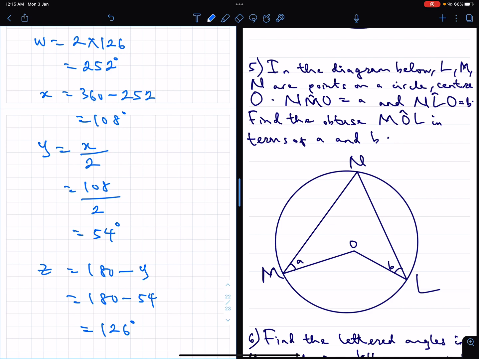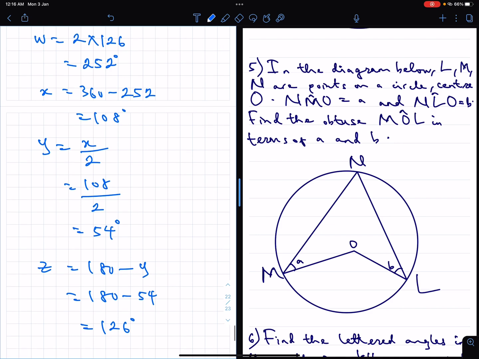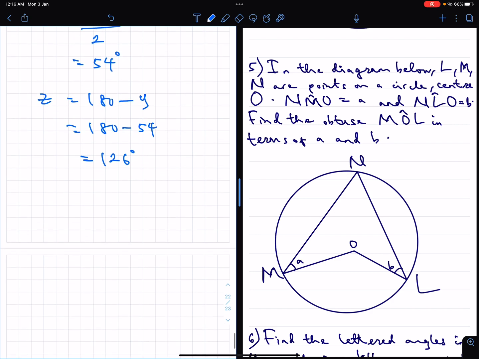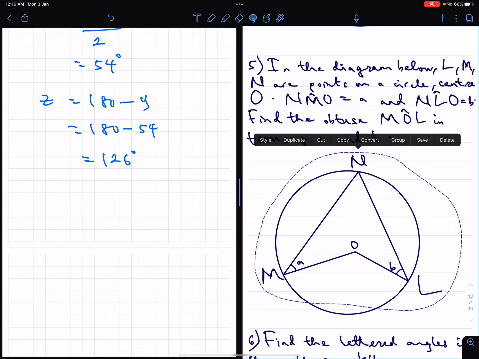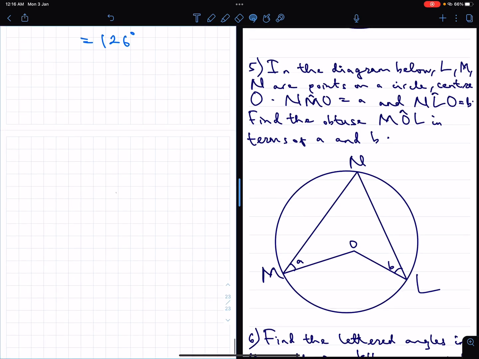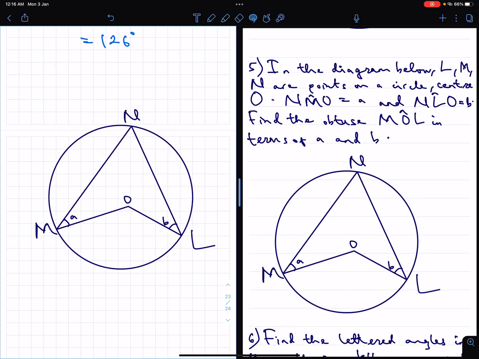The next question is number 5. In the diagram below, L, M, N are points on a circle, center O. Angle NMO is A and angle NLO is B. Find the obtuse angle MOL in terms of A and B. So let's copy the diagram very quickly. This is the diagram and then put it here. That's number 5.